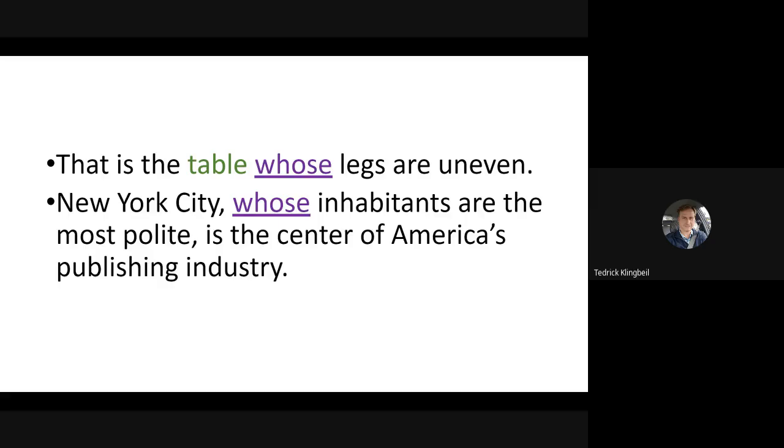Let's see if we can practice this a little bit. Number 1, that is the table whose legs are uneven. So why don't you substitute the word desk? Go ahead. Yeah, that is the desk whose legs are uneven. Rather than publishing industry, why don't we say fashion industry for New York City? Go ahead. Okay, yeah. New York City, whose inhabitants are the most polite, is the center of America's fashion industry. Okay.